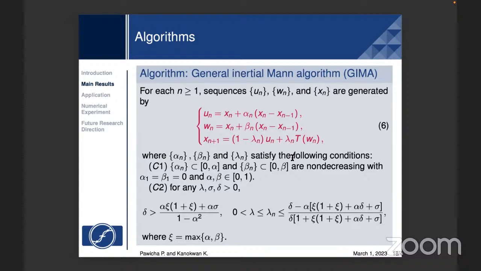I will send you the paper on the general inertial algorithm in the two-step case, which I published in a monograph edited by Professor Lasias. I will send you the PDF file of this paper very soon. Thank you very much. Very appreciated.